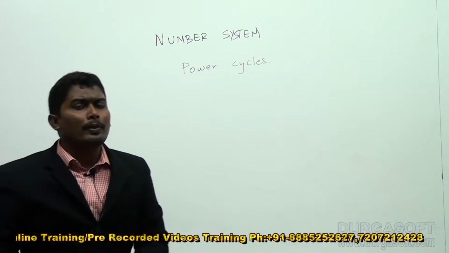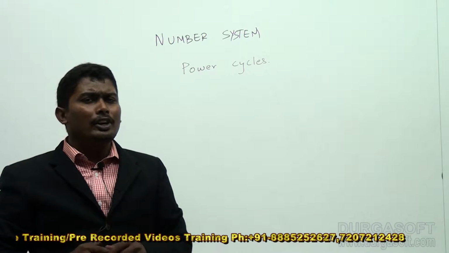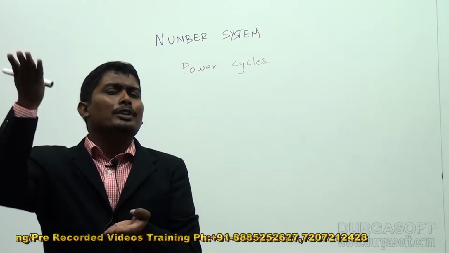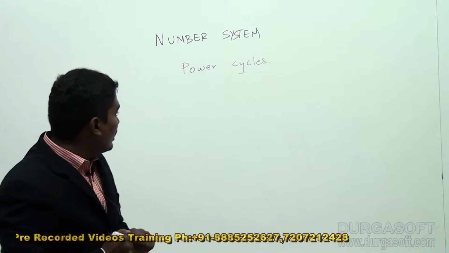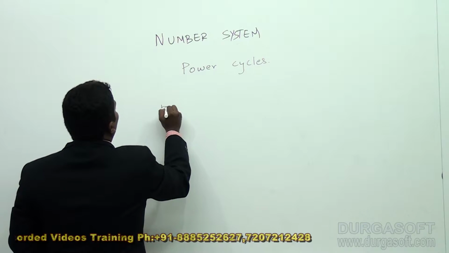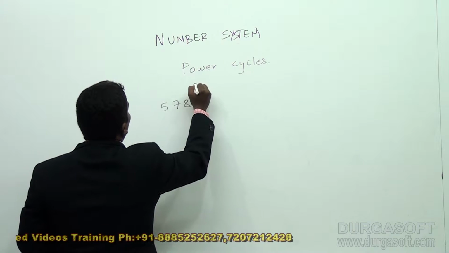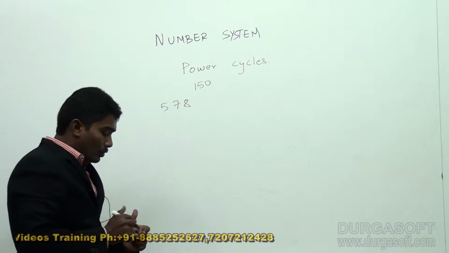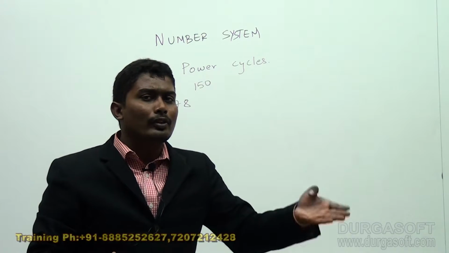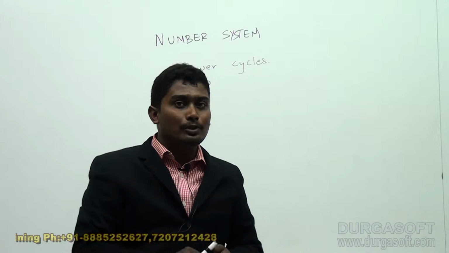So this concept of power cycle we can apply whenever we need to find the unit digit of any number raised to the power n. Or in other words, if they are asking you a question like what is the unit digit of 578 to the power 150? So 578 to the power 150. So 578 into 578 into 578 into 578, 150 times you will be doing.